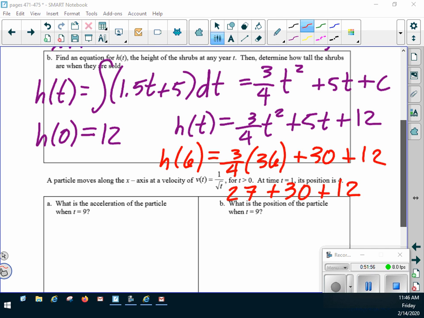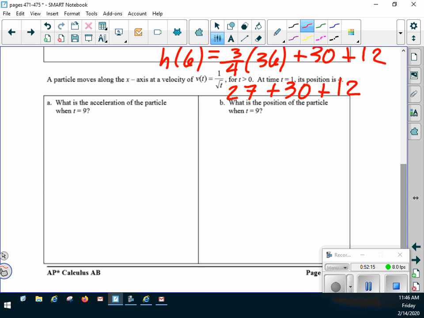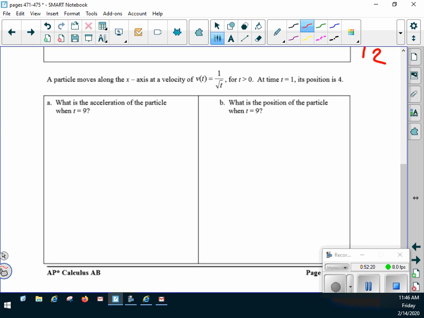Now, on the AP exam, it would be fine if you put 69 centimeters at 6 years. It'll accept that. But I want sentences. All right, we are almost done, guys.